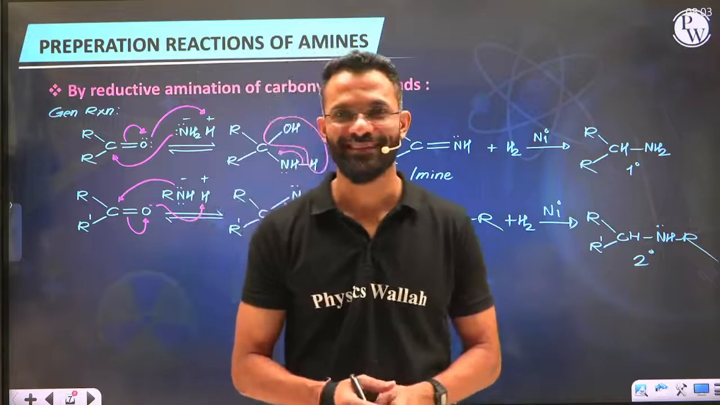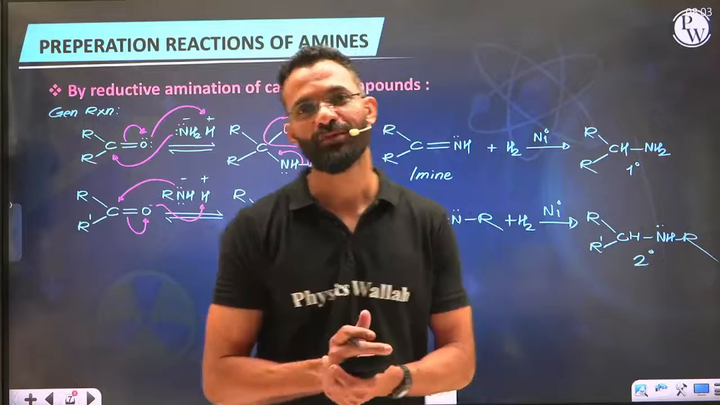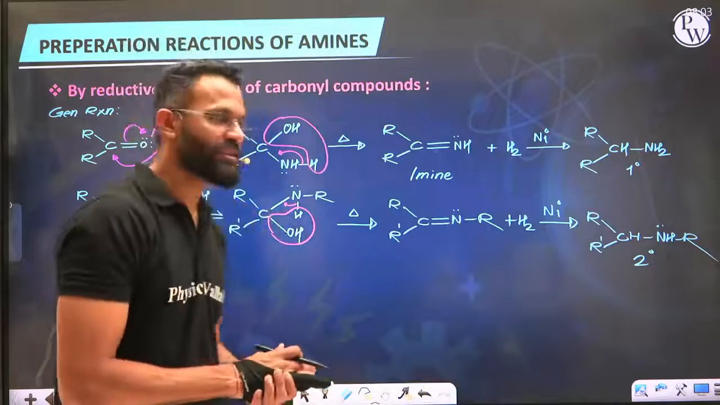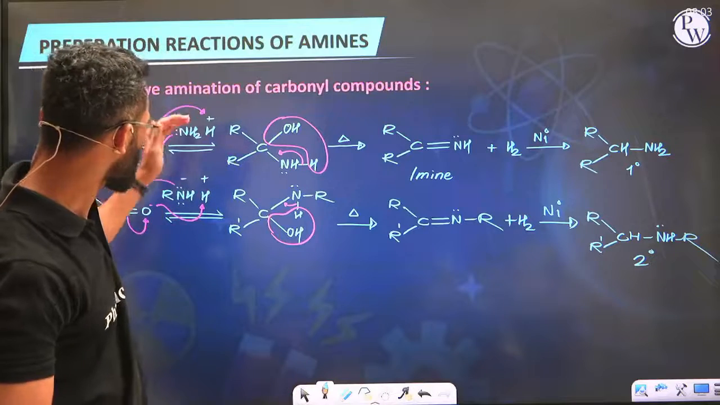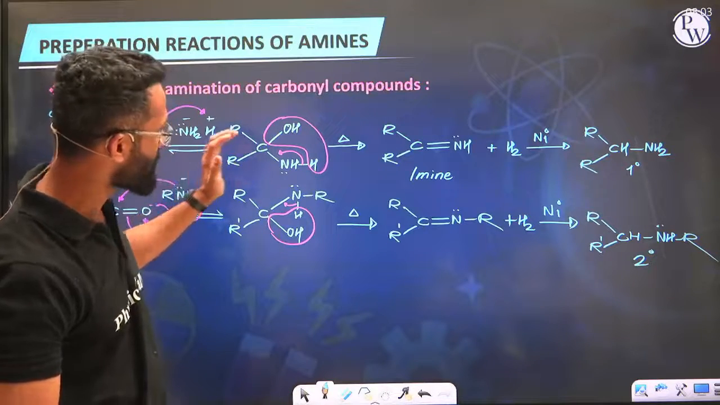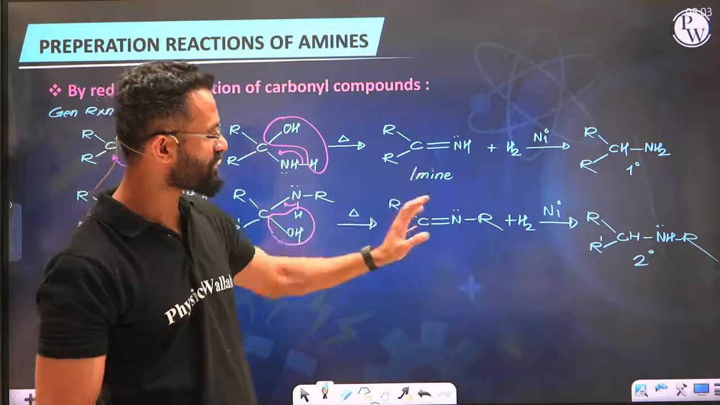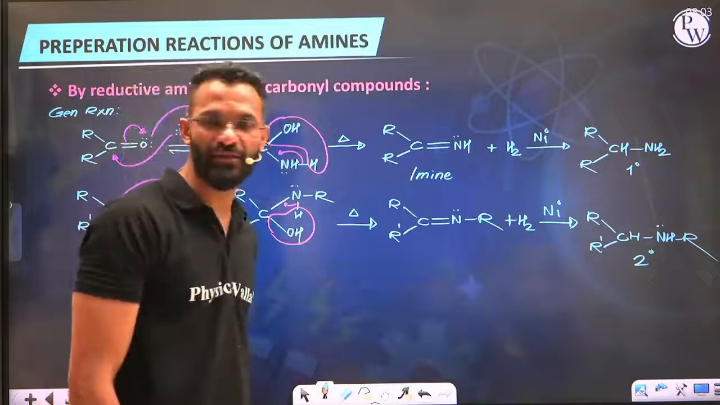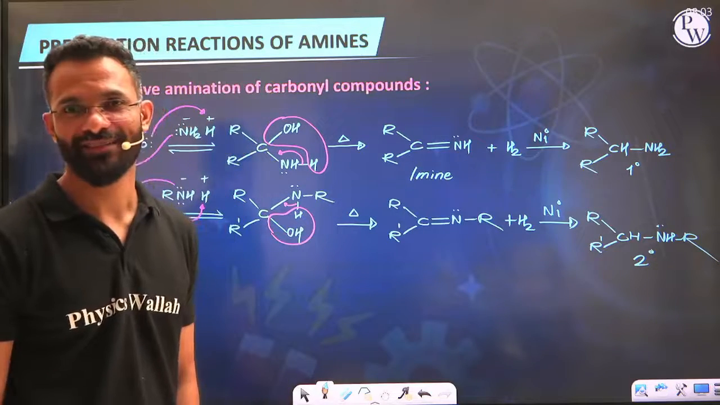Again, if it is primary, the alkyl group has to be less sterically hindered, like methyl, primary or at the most secondary. And just now we saw a process called reductive amination. So treating carbonyl compound with ammonia or primary amine, upon heating gives you imine or substituted imine, which upon catalytic hydrogenation gives you the corresponding amines.